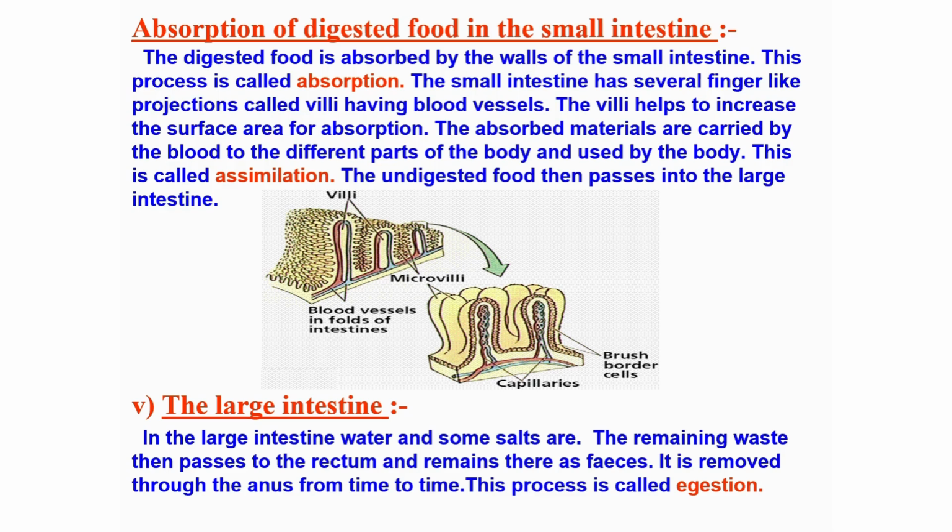The large intestine. In the large intestine, water and some salts are absorbed. The remaining waste then passes to the rectum and remains there as feces. It is removed through the anus from time to time. This process is called egestion.